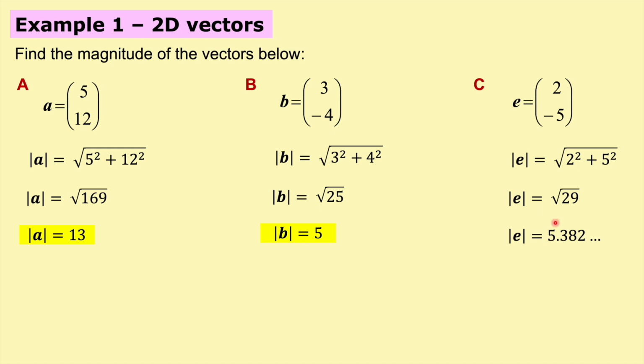We're going to use a calculator to give us a decimal answer. And whenever you're using decimals in your answer, always write down the unrounded answer first and then round it to either 2 decimal places or whatever the question is asking you to. So I've popped square root of 29 into the calculator, I've got 5.382 out, and I've rounded it to 2 decimal places.